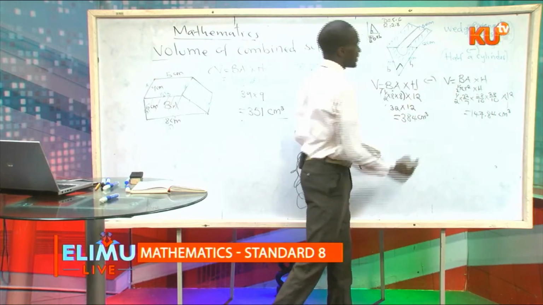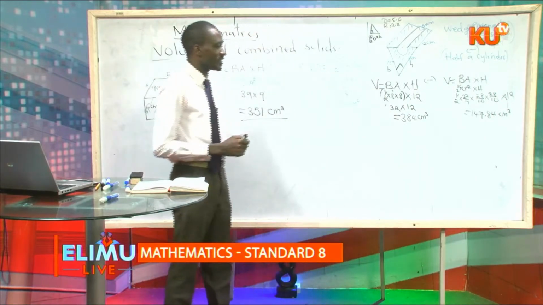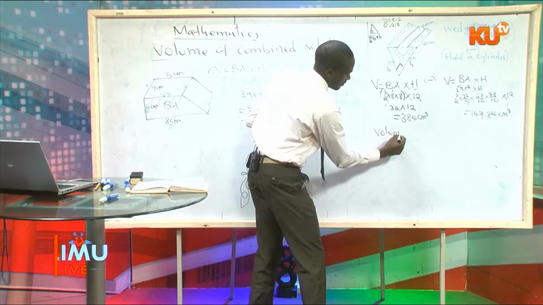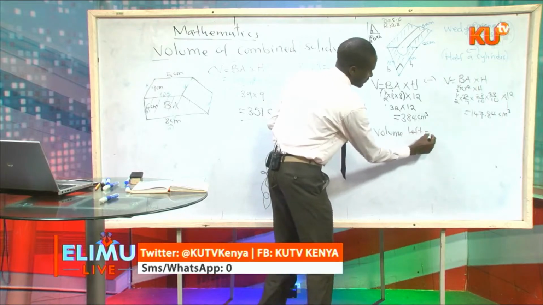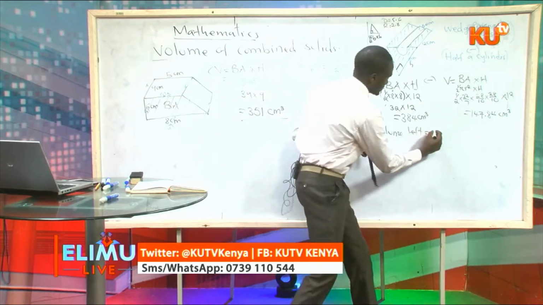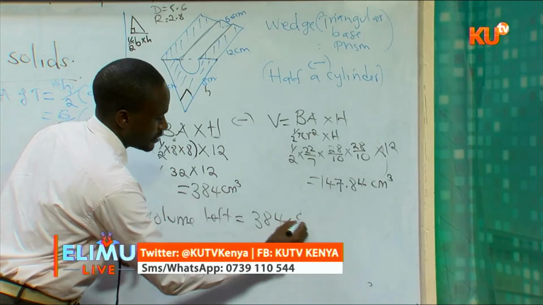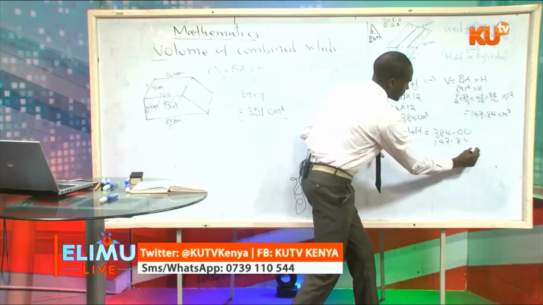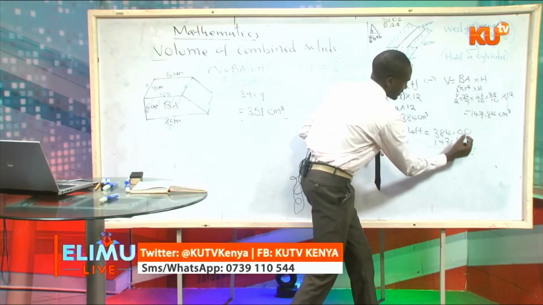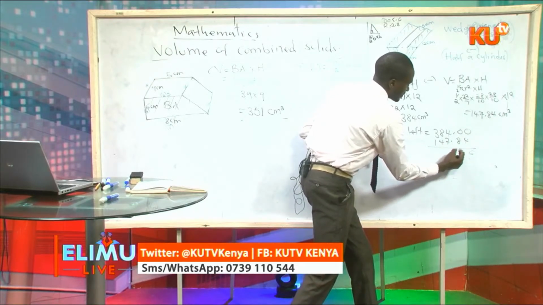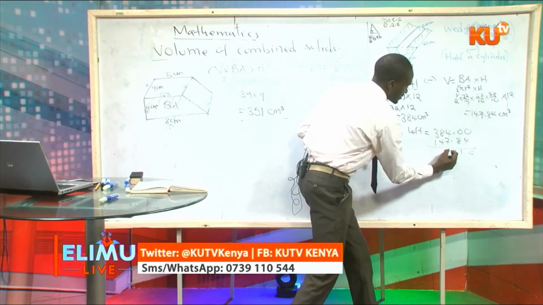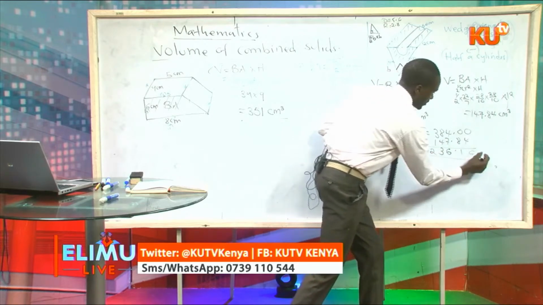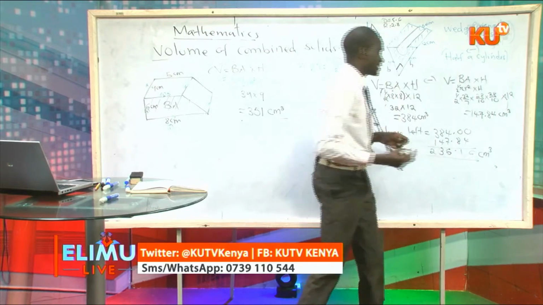Now you take away. That's now where you have to be very careful taking away. Now volume left. Volume left is 384.00 take away 147.84. That gives us 236.16 cubic centimeter.